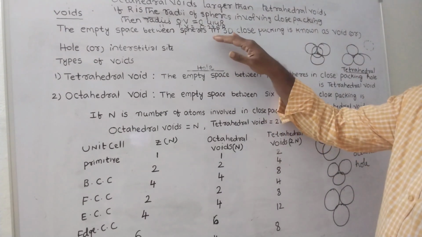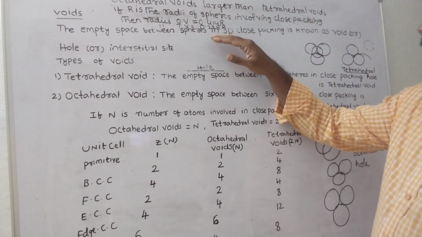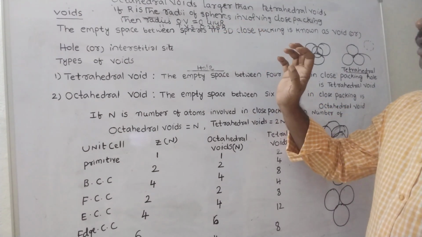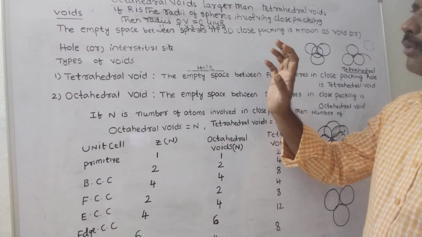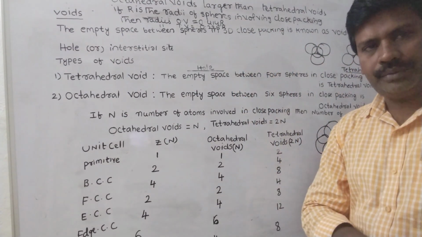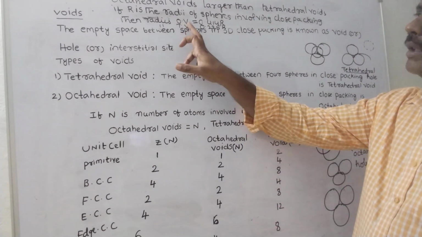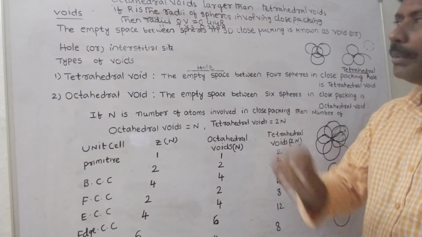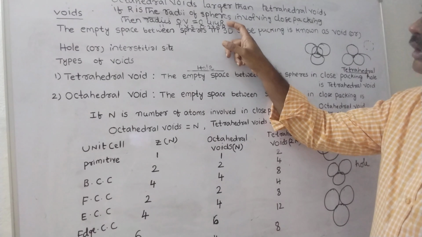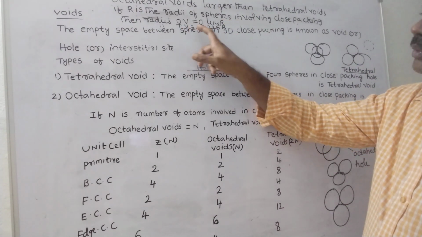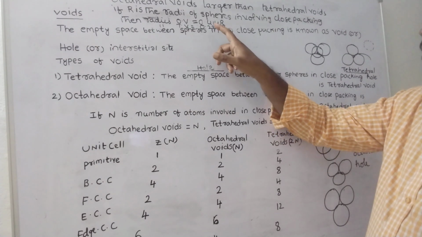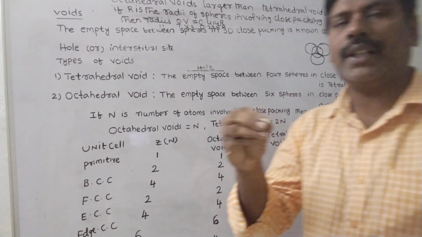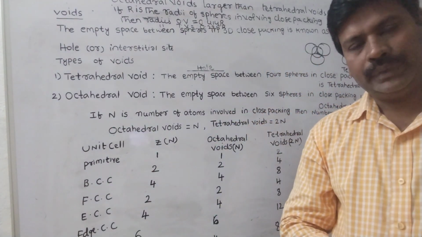Based on this formula, you will clearly understand why the octahedral voids are larger than the tetrahedral voids. The octahedral void radius is 0.414 R, where capital R means the radius of the spheres, and the tetrahedral void radius is 0.225 R. Compared to this, the value is lower. Hence the octahedral voids are larger than the tetrahedral voids. Okay.